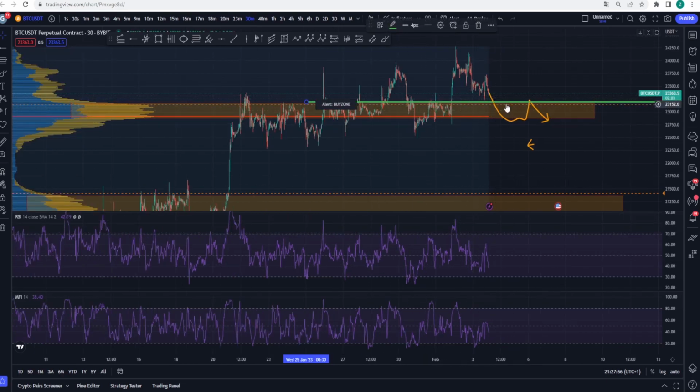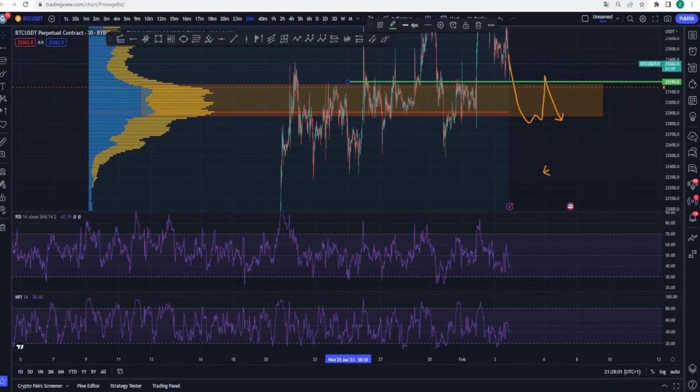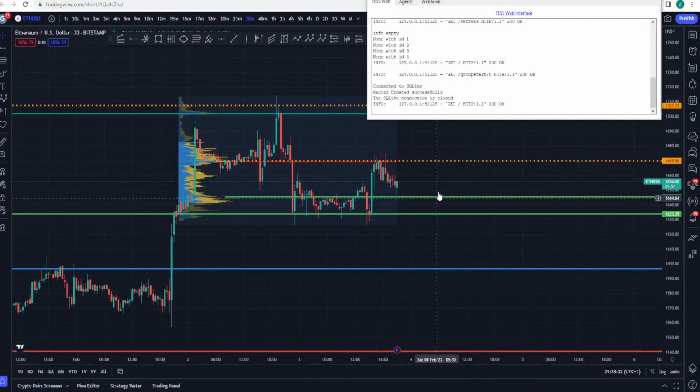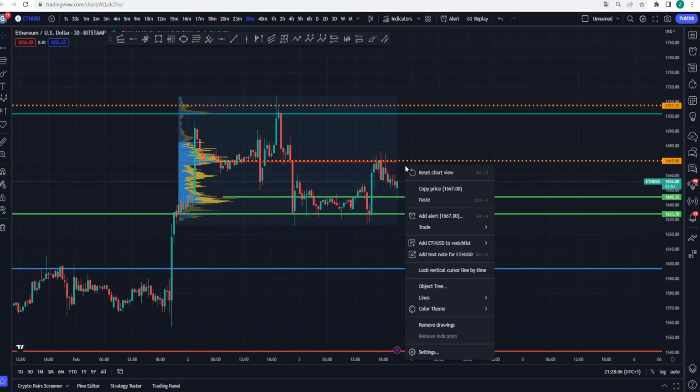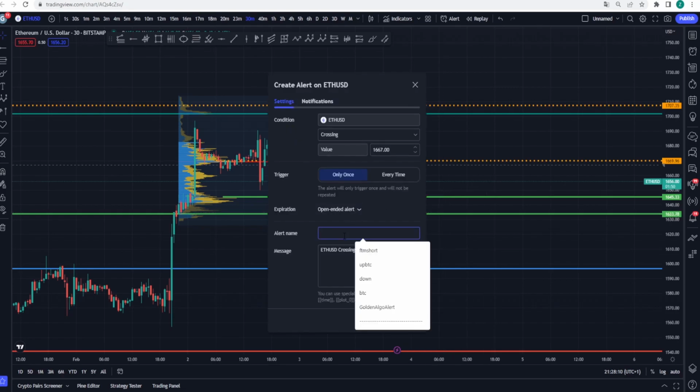Okay, so I'm buying basically the last low. But what I know is that there are more agents waiting. So if we hit that level, there will be more happening. And let me set an alert here. So add alert and say sell.